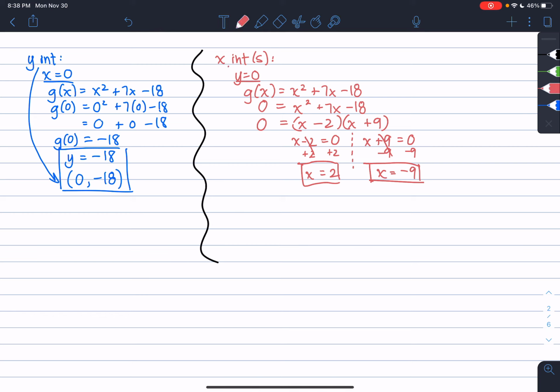If we express this with coordinate points, we get a solution, aka an intercept or a 0 or a root at 2, 0 and -9, 0. And that's it.